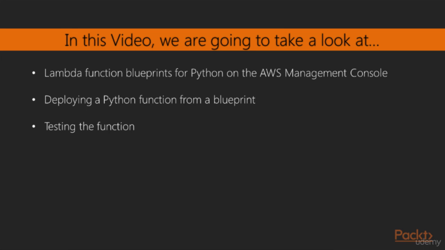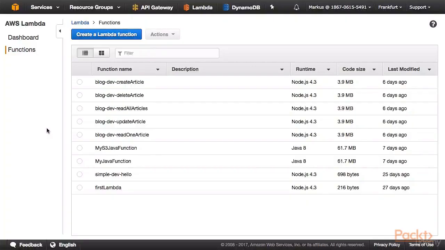In this video we are going to use the AWS Management Console to create Python Lambda functions using function blueprints. We will deploy Python functions from the blueprints and then test them. I am signed into the AWS Management Console and I have already navigated to the AWS Lambda dashboard. Here you can see a list with all the Lambda functions that we have already created throughout our video tutorial. Most of them in Node.js and also some in Java 8.